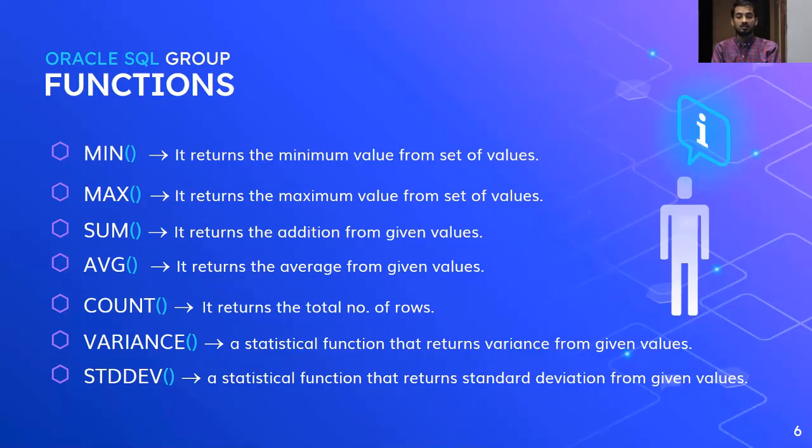Number 4, average. It returns the average of the given values. Number 5, count. It returns the total number of rows. And numbers 6 and 7, variance and standard deviation. These are statistical functions that return variance and standard deviation. So these are the group functions, or we can say aggregate functions. Mostly the term aggregate functions is used in SQL Server, while group functions is the term used in Oracle.